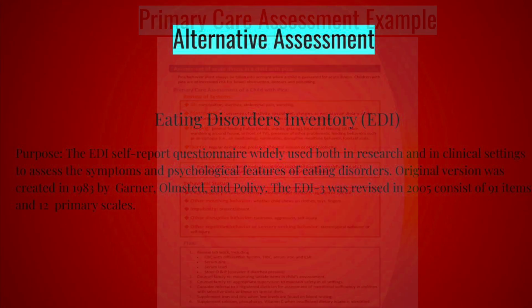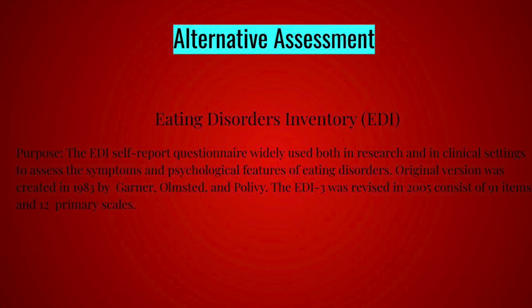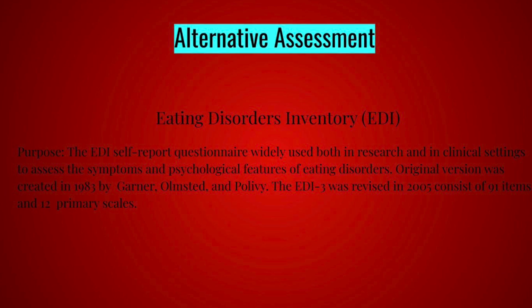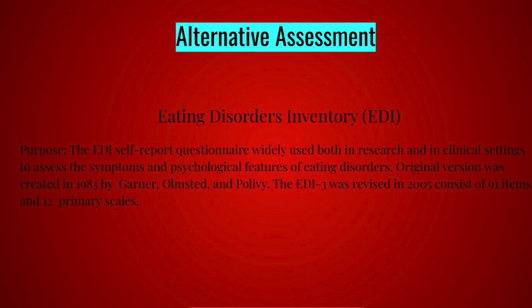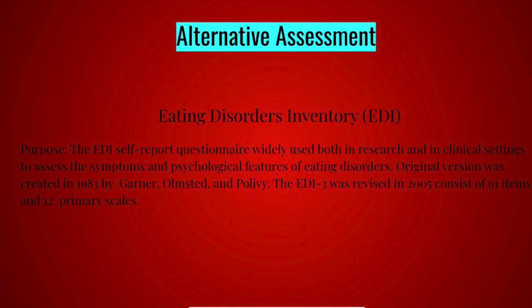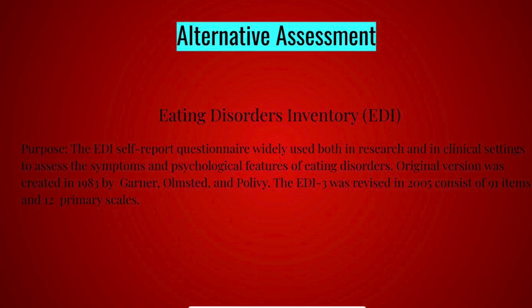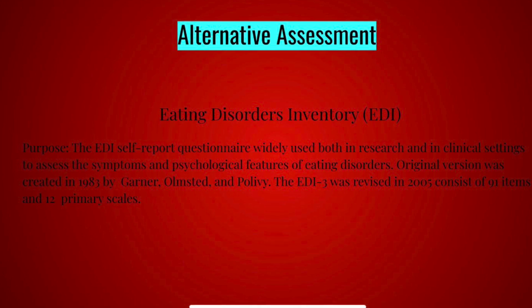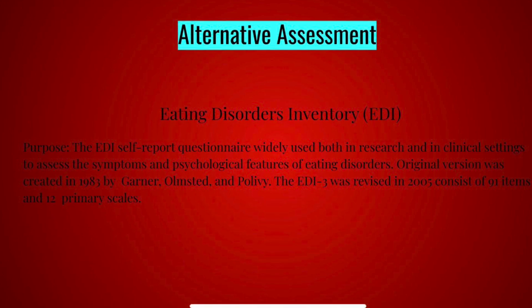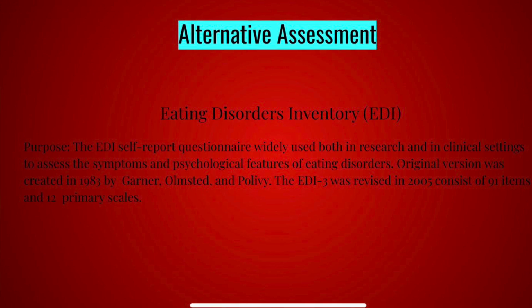An alternative assessment that may be used to assess pica is the Eating Disorders Inventory, also known as EDI. The EDI self-report questionnaire is widely used both in research and clinical settings to assess the symptoms and psychological features of eating disorders. The original version was created in 1983 by Garner, Olmstead, and Polivy, but since then there have been two other revisions in 1991 and 2005.